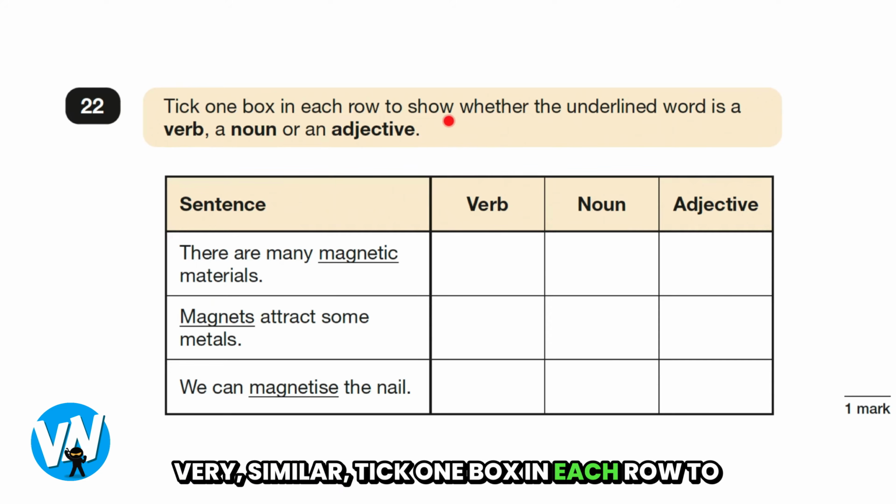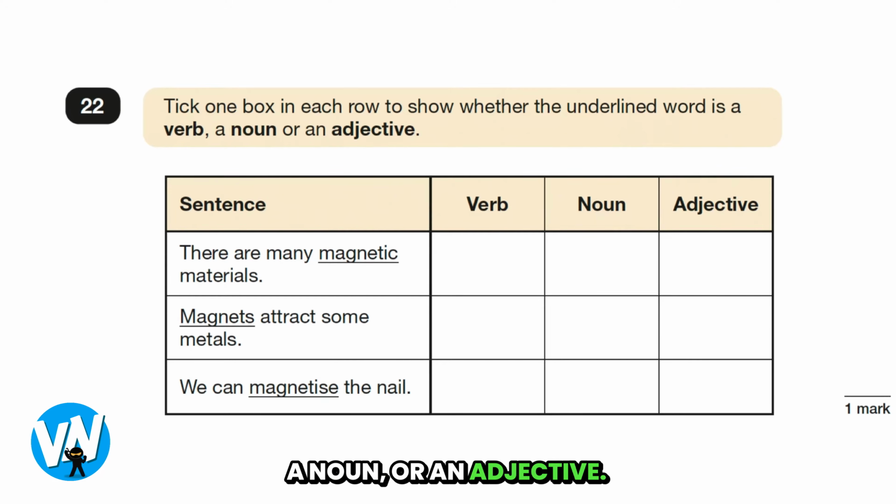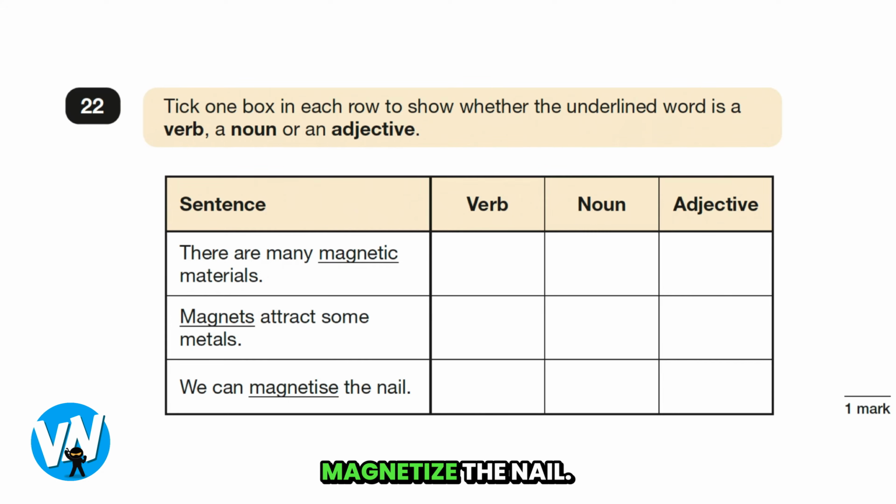And then another final example, which is very, very similar. Tick one box in each row to show whether the underlined word is a verb, a noun, or an adjective. So an action, a name, or additional information about the noun. So again, there are many magnetic materials. Magnets attract some metals, and we can magnetize the nail.